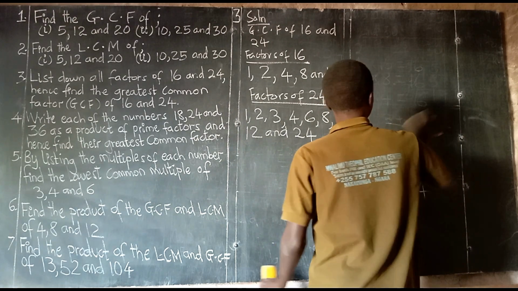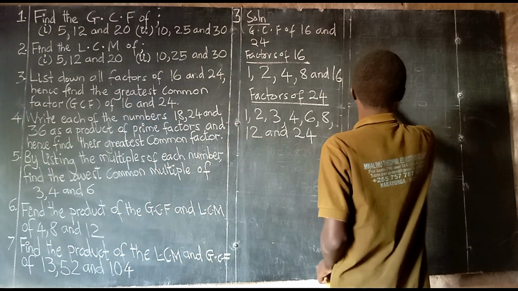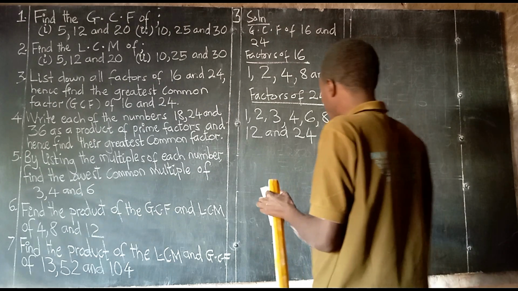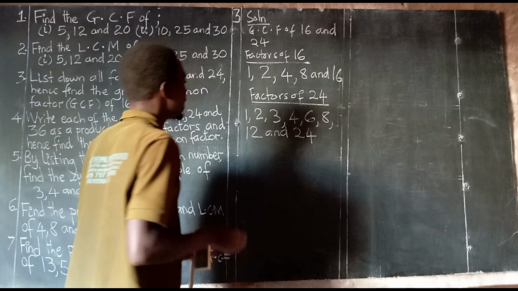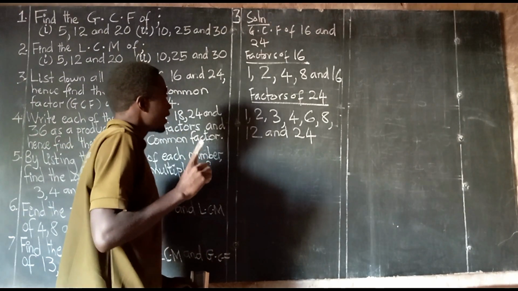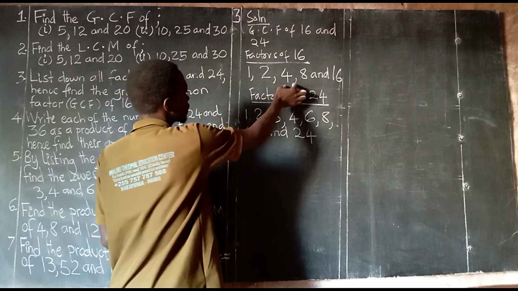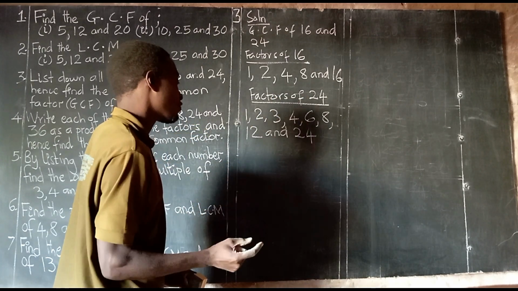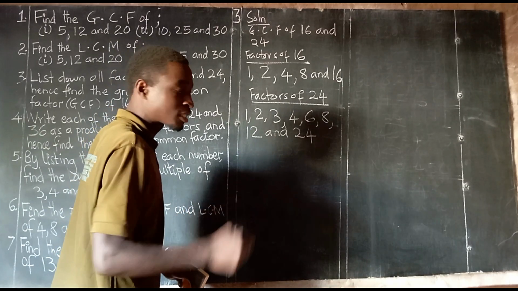So now, after listing the factors, we are asked to find the GCF, the greatest common factor. It means that among the factors of 16 and 24, we first find the common factors, and that common factor must be the greatest one.